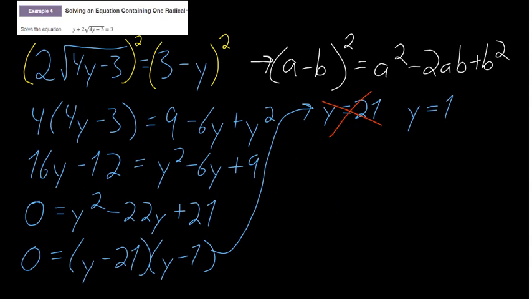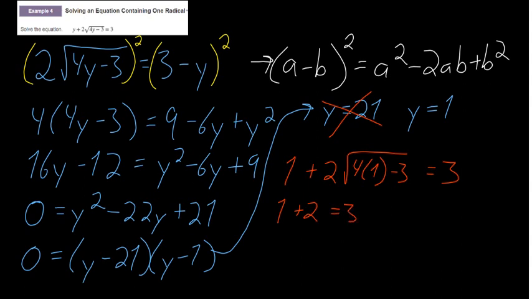So we've got 1 plus 2 on the square root of 4 times 1 minus 3 is equal to 3. So we got 1, and then, all right, so 4 times 1 is 4. 4 minus 3 is 1. Square root of 1 is 1. 1 plus 2 is indeed equal to 3. So y is equal to 1 is a solution, right?